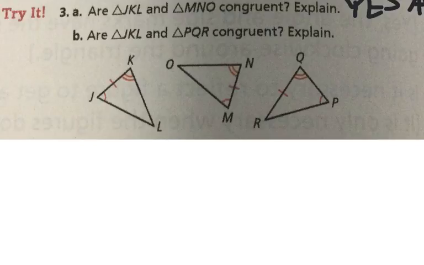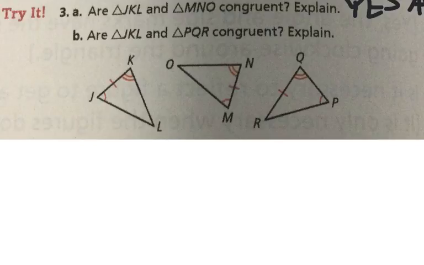Now the second one, we're looking at JKL and PQR. So J needs to go with P. Do those match up? Yes. And then we've got K and Q. Do those match up? Yes. And then do we go along the same side? No. So we go from here to here, and I have a tick mark on this side. But the tick mark here is over here. It's on the side, right?